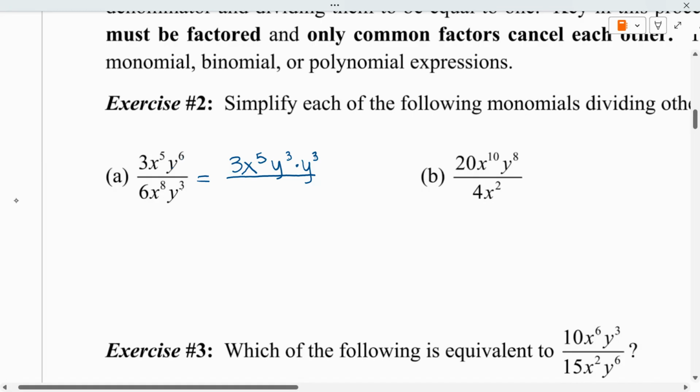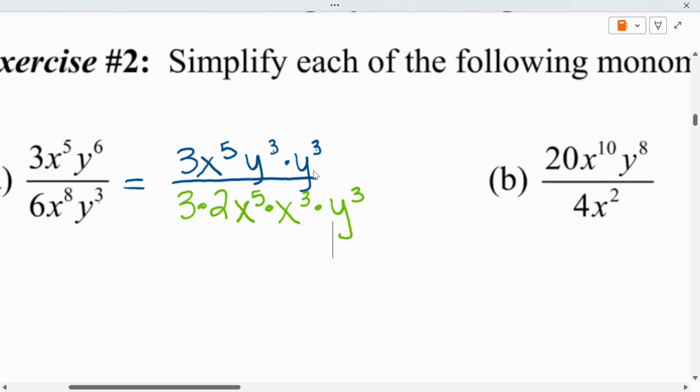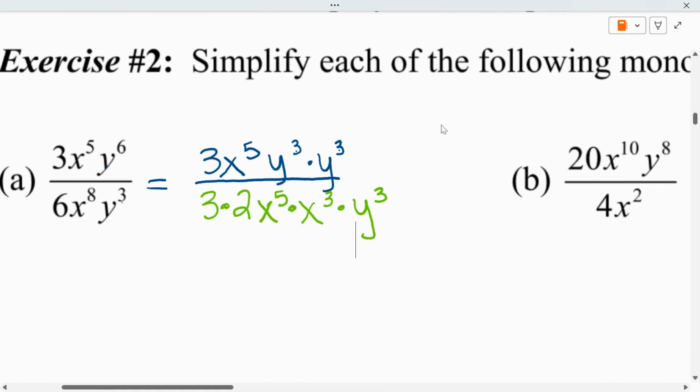And then for the denominator, 6, well, that's the same thing as 3 times what? 2. And x to the 8th, well, that's the same thing as x to the 5th times x cubed, right? Because 5 plus 3 is 8, times y cubed. I don't ever really try to make them look identical, but I'm doing this for you just to get you started. So what are the factors that are exactly the same in the numerator and in the denominator?